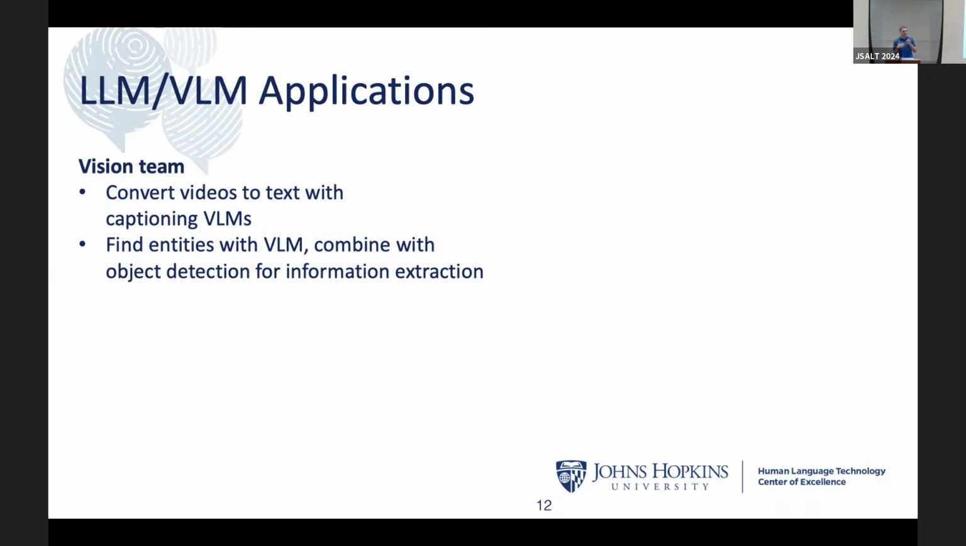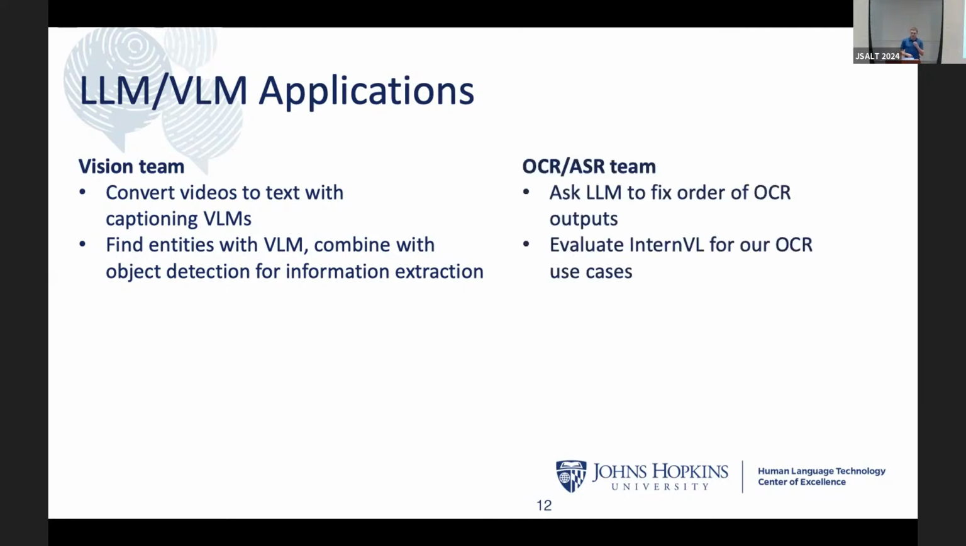We could also think about summarizing directly because the captions are honestly very short. And for any kind of text model, the more text that we can get that's relevant to the videos, the better. So we can definitely do summarization as well. We also could think about finding the entities with a vision language model, combining with object detection for information extraction purposes.